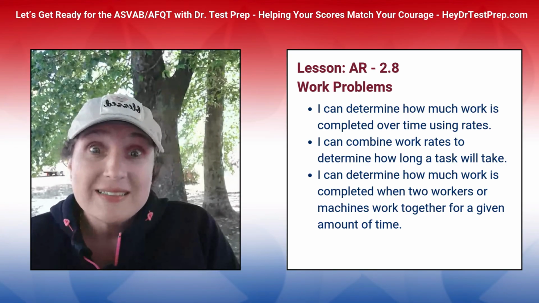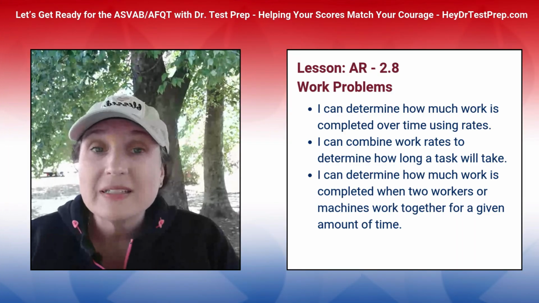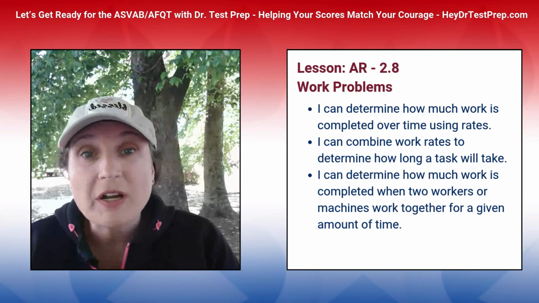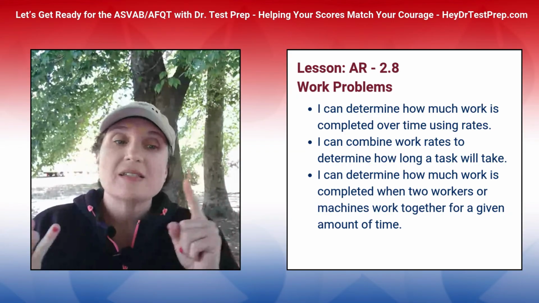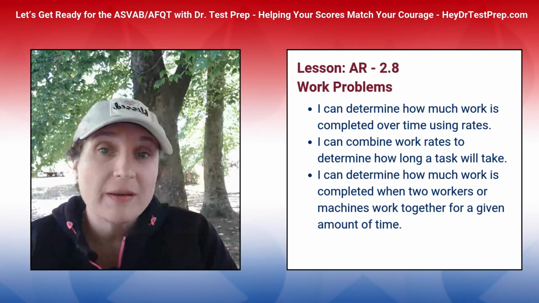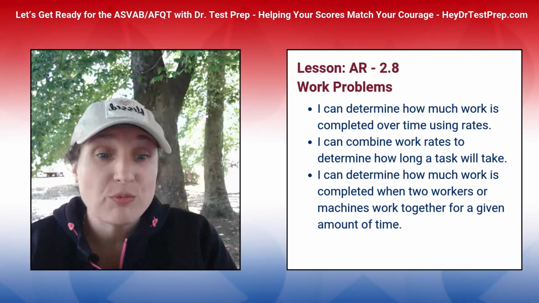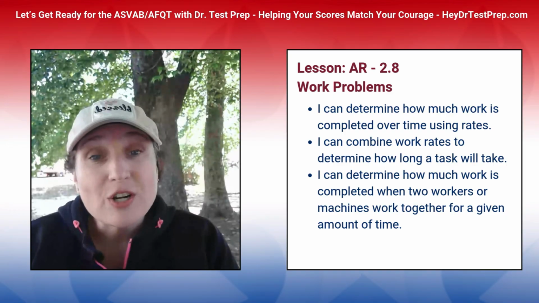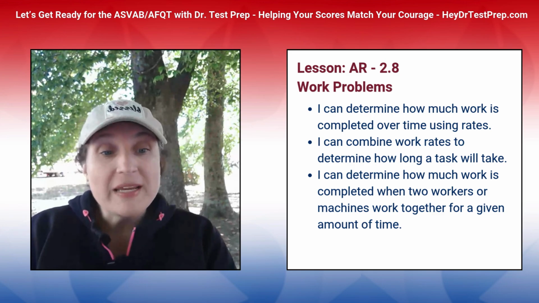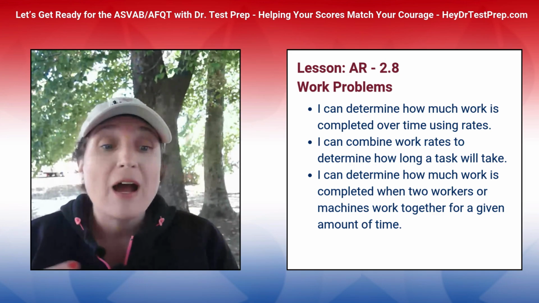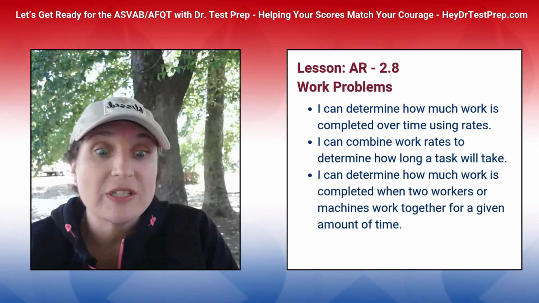All right, let's get started. So I am calling this 2.8 work problems. And so we're going to be looking at three main ideas: determining how much work can be completed over time using rate, determining if we have two people working on the same task, what's the combined rate, and also determining how much work is actually completed.